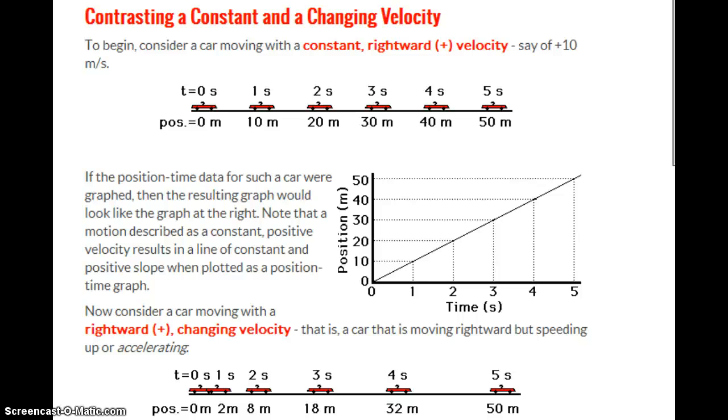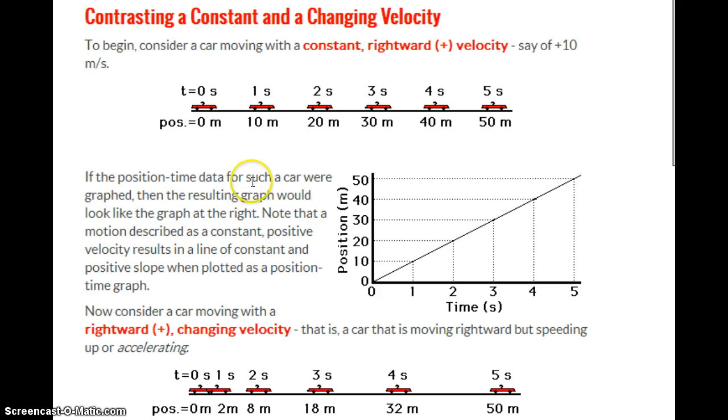Today we're going to begin looking at how to graph a car, an object that is traveling at a constant speed. So we're going to talk about this scenario here. To begin, let's consider a car moving with a constant rightward velocity, let's say a positive 10 meters per second. It's moving at a constant velocity here.